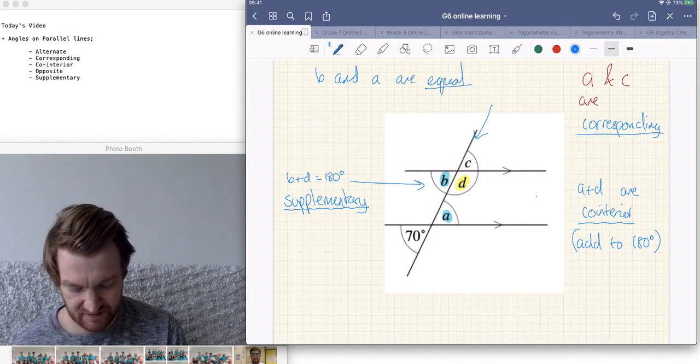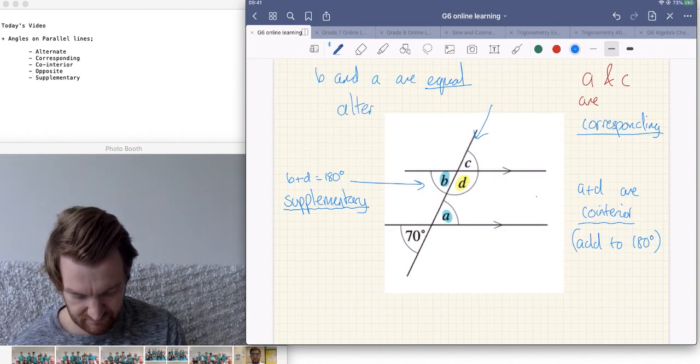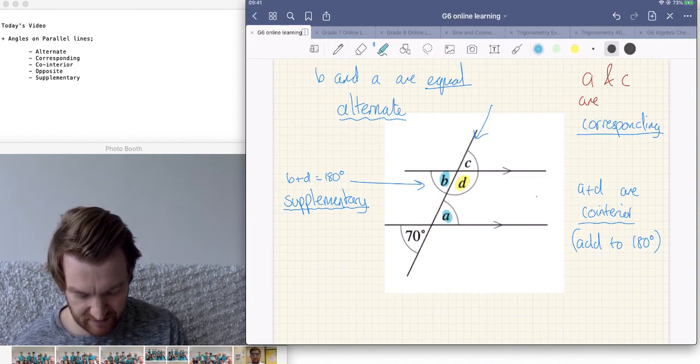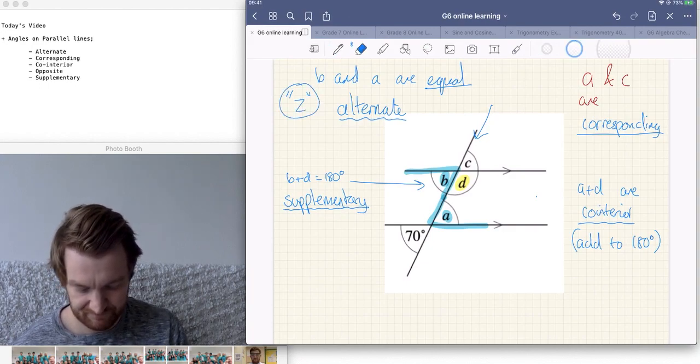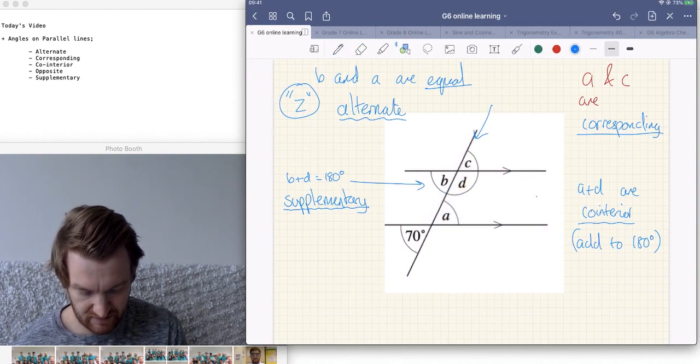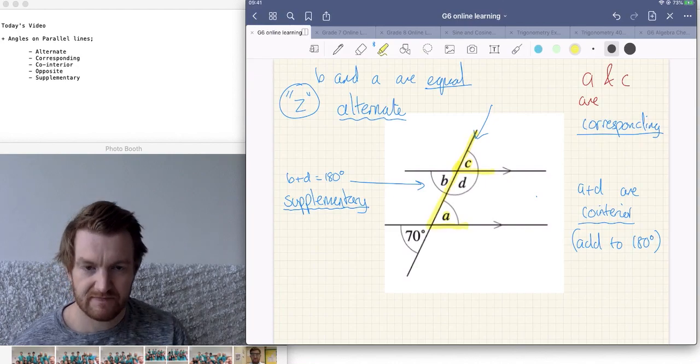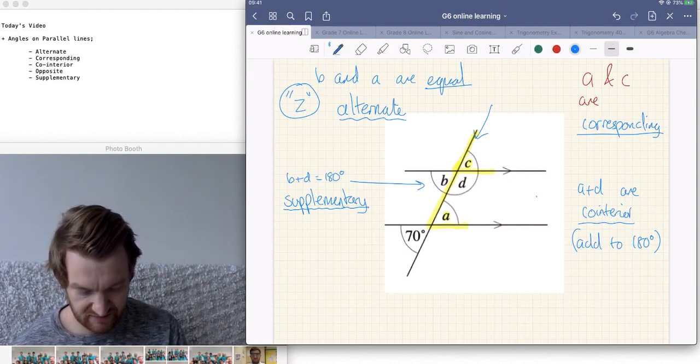And the special name we give to those, we call them alternate. If you trace their path, there's B and there's A, and they make a little Z. So we call them Z angles sometimes. When we look at A and C, which we said were the same, I'll highlight them for you. We can hopefully see that when we make those, it's like an upside down F. Sometimes it will be a right way out F. So we sometimes call these F angles.